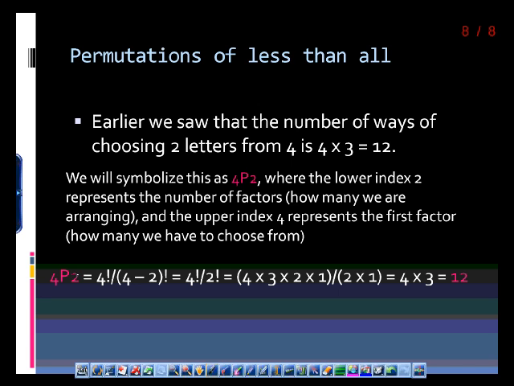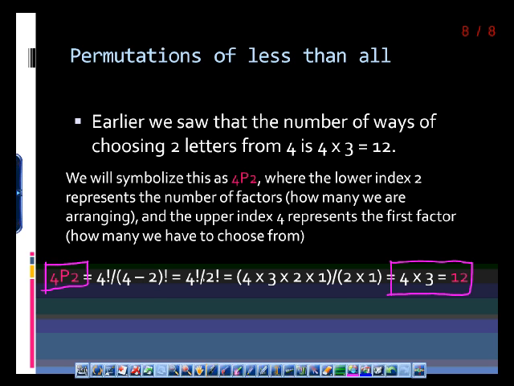Okay? So, would you agree that we found earlier that 4P2, choosing 2 letters from a total of 4, was 4 times 3, which gave us 12? Would you agree with that? We found that in our first example, or second example. Okay? Now, mathematically, here's why that works. All right? 4P2 is written as 4 factorial over the difference of those 2 numbers factorial. So 4 factorial over 4 minus 2 factorial.